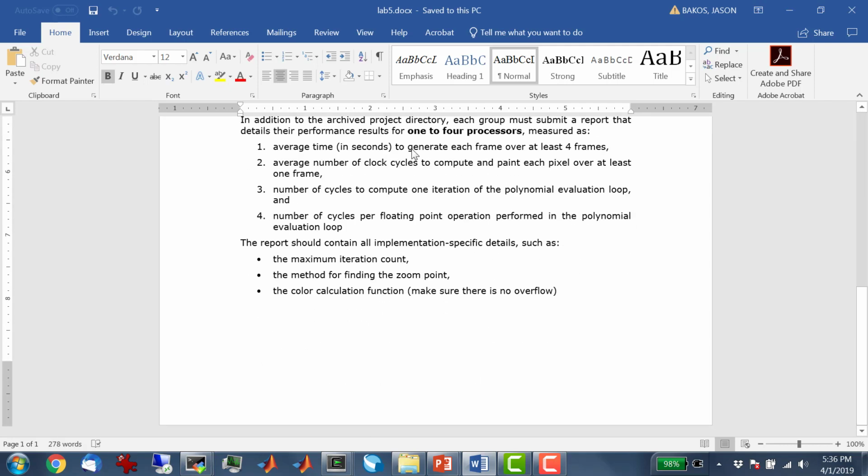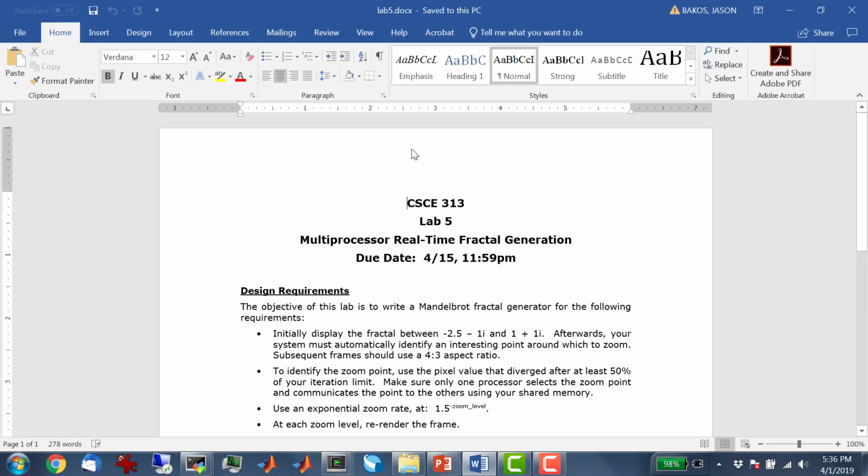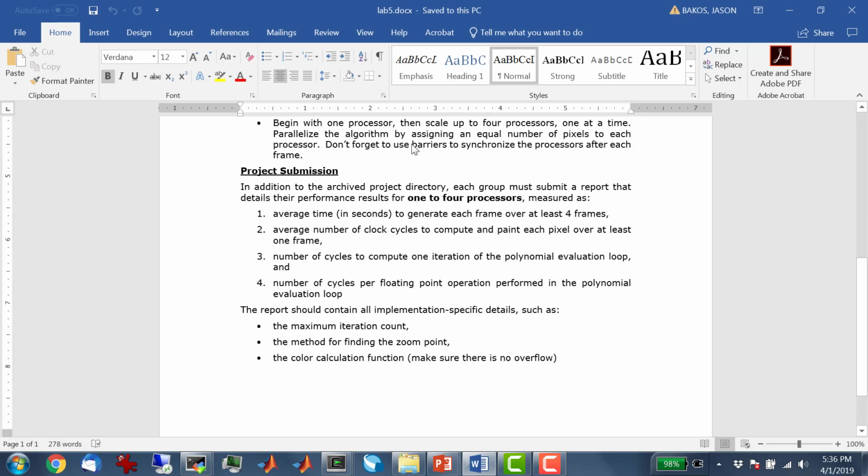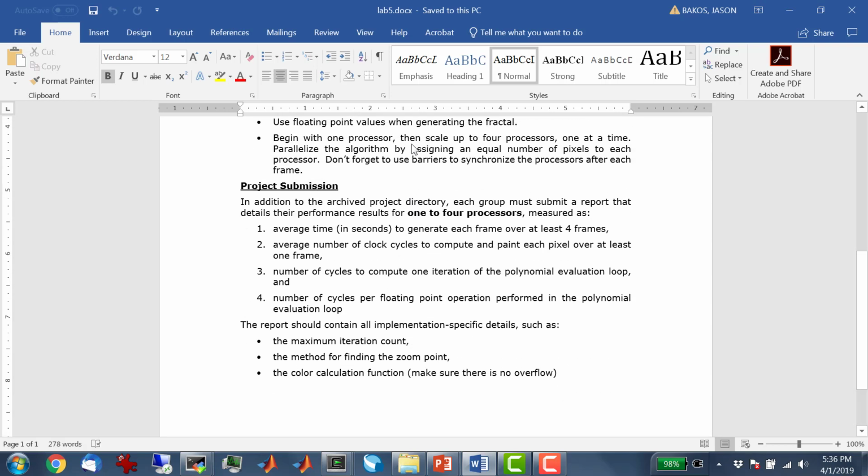Any questions? Yes? So like that 1 through 4 thing that we have defined, that's for each processor though, like 1 processor, 2 processors? Yes. Yeah, you want to see how those numbers change as you scale up. Okay.